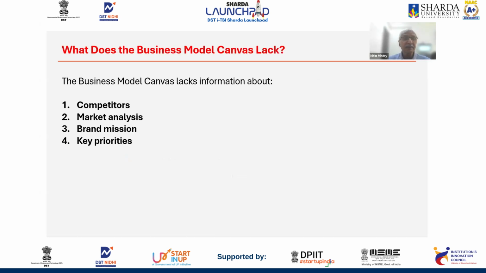In spite of having such good things about the business model canvas, people still become critical about it, and they always say that the business model canvas lacks important information about competitors, market analysis, brand mission, key priorities. But I feel these are very specific to the business. In general, this business model canvas is good enough not only for startups but for any size of company, for any domain of company. So I feel the business model is quite adequate, right?